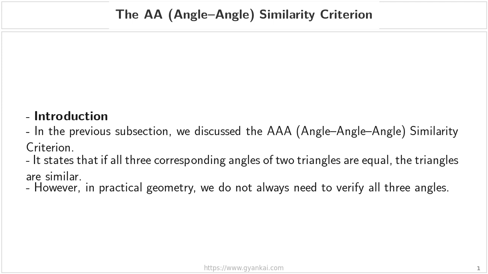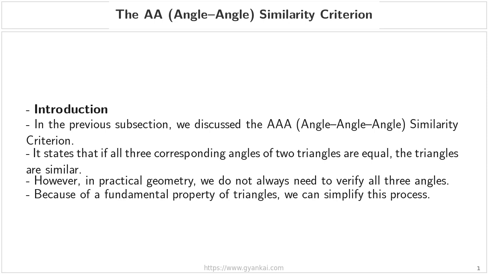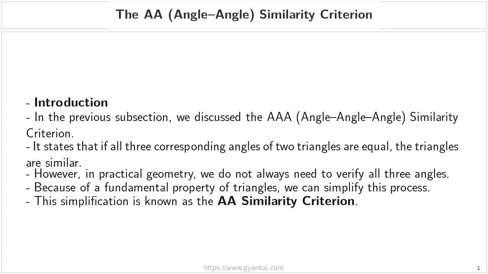However, when you are working on geometry problems in the real world or in a classroom setting, you will find that it isn't always necessary, or even possible, to verify all three angles. The good news is that because of a fundamental property of triangles that we already know, we can actually simplify this entire process. This streamlined method is what we call the AA Similarity Criterion, and in the next slide, I will show you the mathematical logic that allows us to use just two angles instead of three.